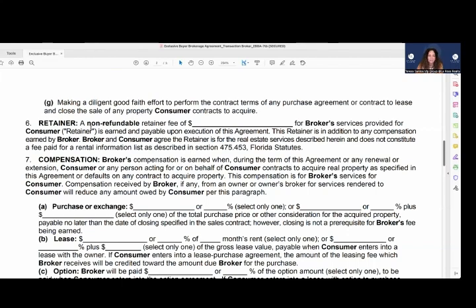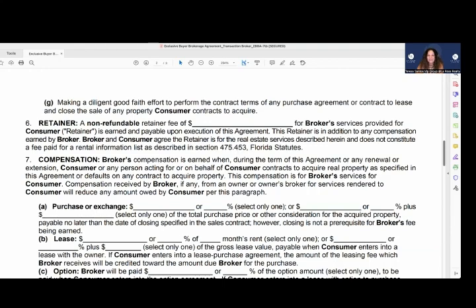Okay. Retainer, important. A non-refundable retainer fee of XYZ for broker services provided for consumer is earned and payable upon execution of this agreement. This retainer is in addition to any compensation earned by broker and consumer agree the retainer is for the real estate services described herein and does not constitute a fee paid for a rental information list or described in section 475.453 Florida Statutes. Okay, so make sure that you read that statute.